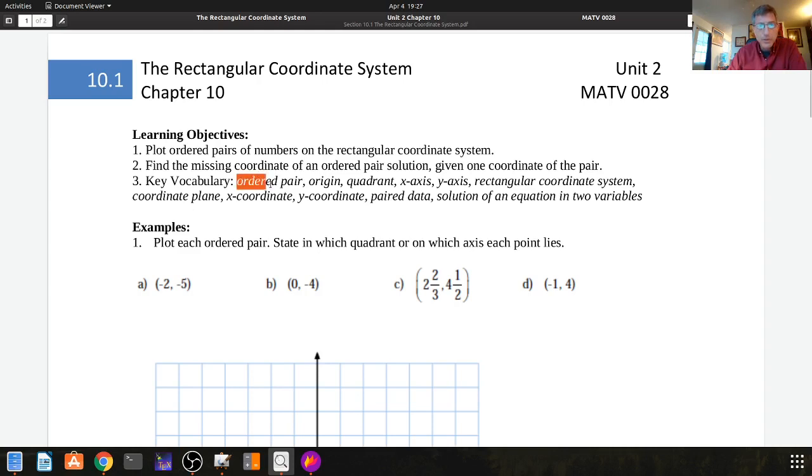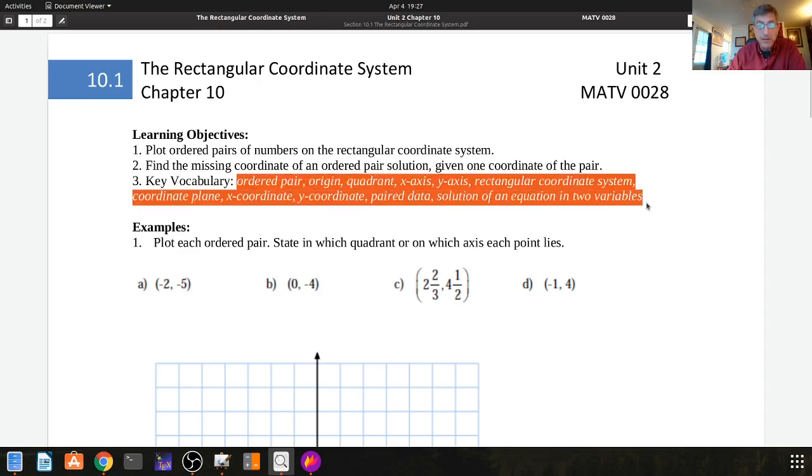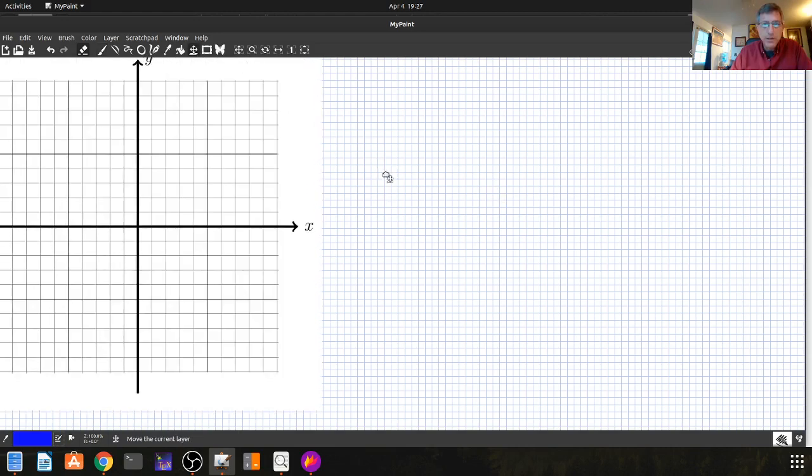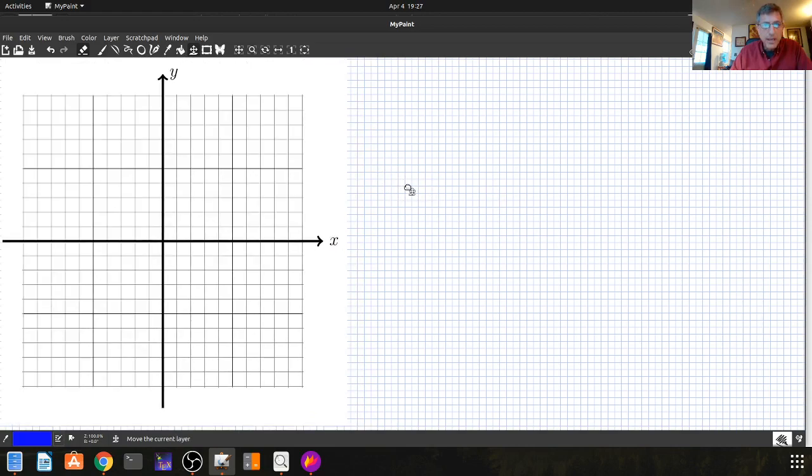So we're going to introduce some key vocabulary. The first thing you're going to notice when I bring up my writing pad is we have a brand new background. That background is because we're going to be wanting to plot things, and we will need to have something like this graph right here. So the first vocabulary item we're going to talk about, let me just introduce you to the rectangular coordinate system. You're seeing just a small portion of it right here.